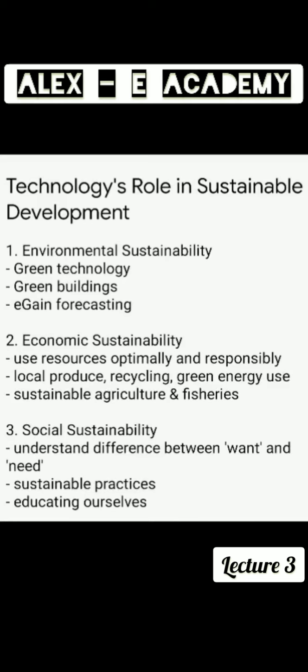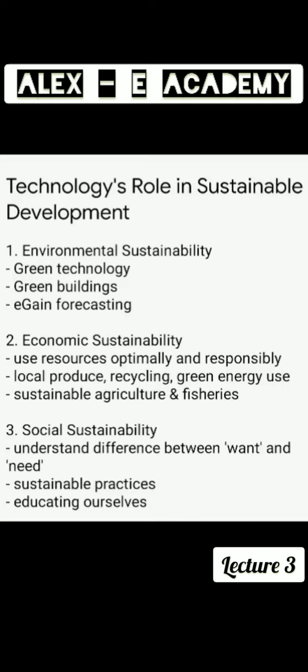Now coming to green building. A green building is a structure that is resource efficient as well as environmentally responsible. So buildings which are green in nature can help to take a particular role in the sustainable development. And then the third term, e-gain forecasting.